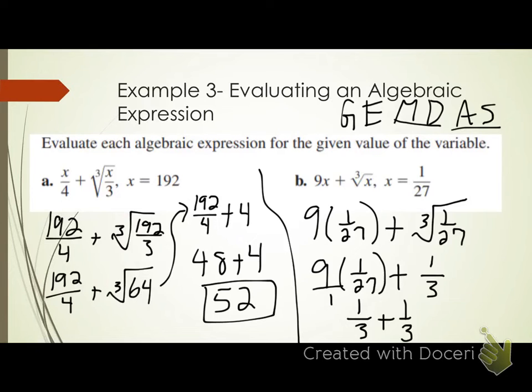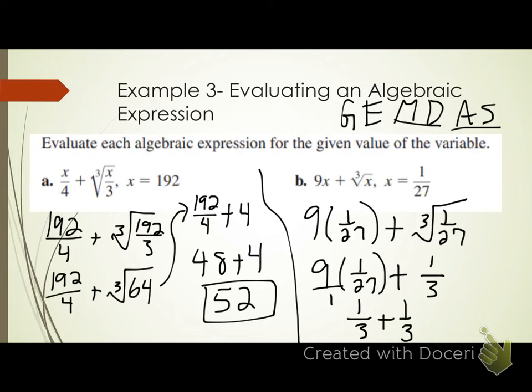Any confusion? Do I need to write that out? Are we okay with that? Or, if you type in 9 times 1/27 into your calculator, it's going to spit out 1/3 for you. Okay? Any questions there? Any other multiplication or division? No. Any addition or subtraction?